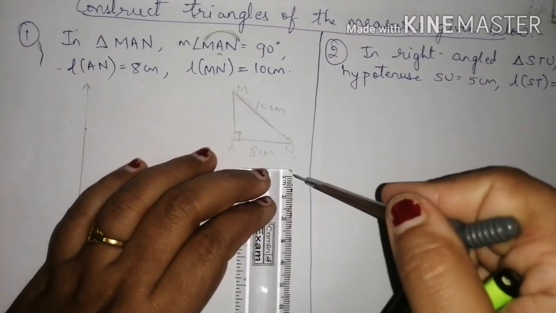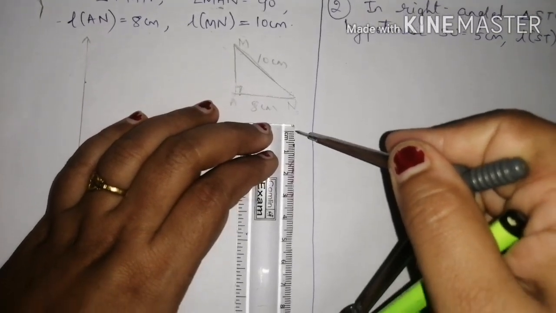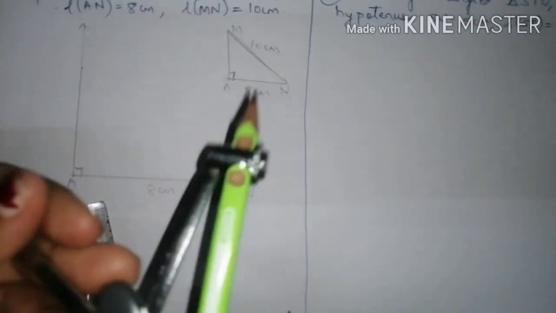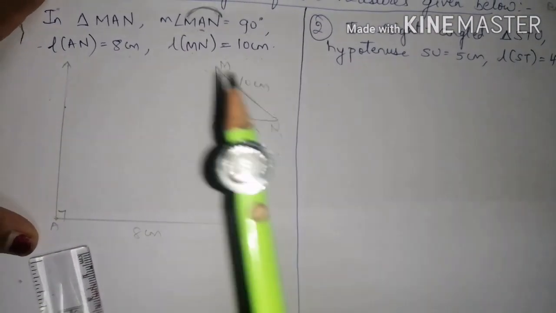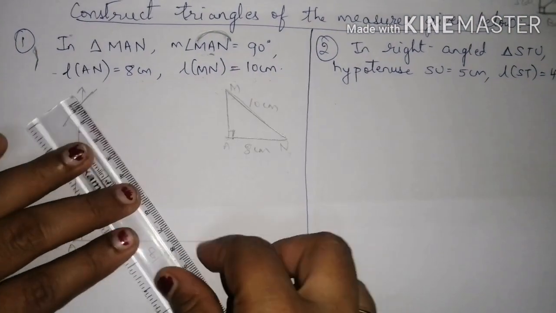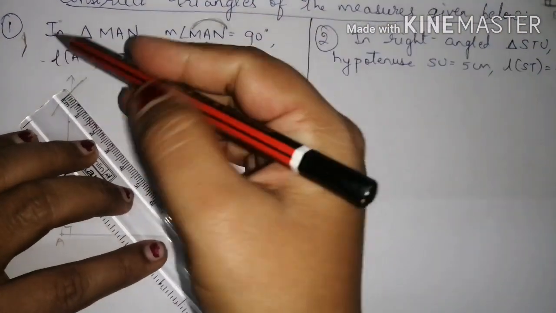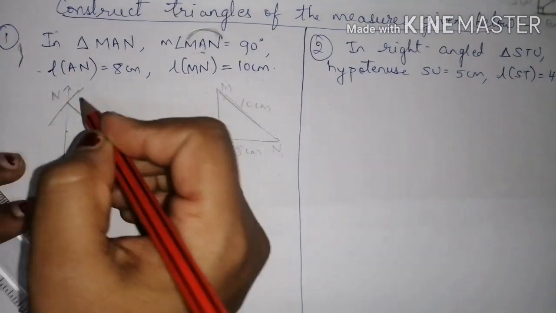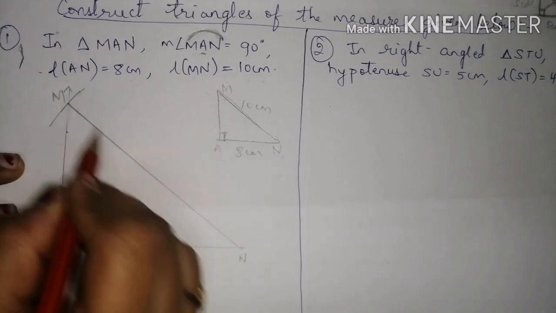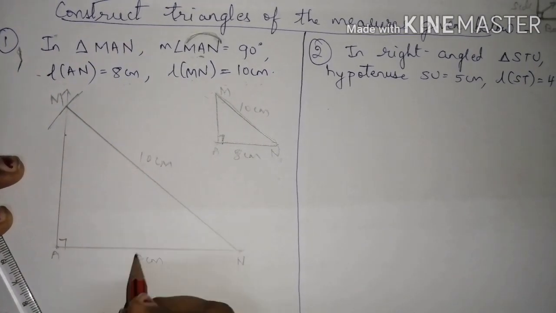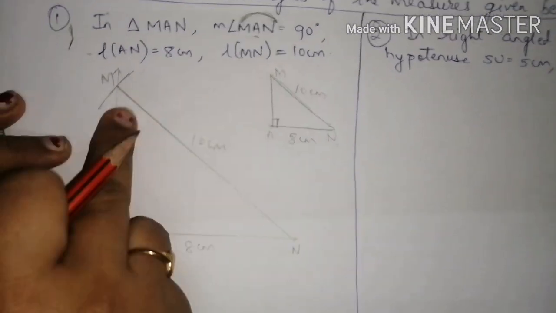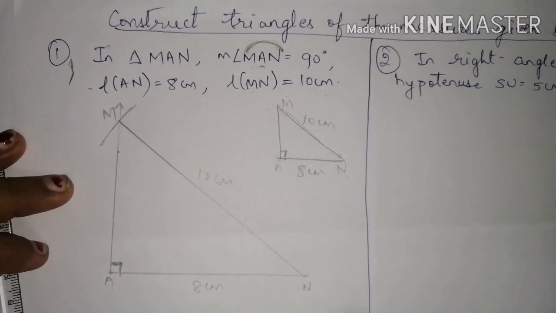Let me check it again. It is 10 centimeter. Okay. Place your pointer on N. Make a cut arc like this and then join to get your hypotenuse side. So this is your third side MN. MN is the hypotenuse, it is 10 centimeter, AN is 8 centimeter, angle A is 90 degrees. So this is your required triangle MAN, a 90-degree right angle triangle.